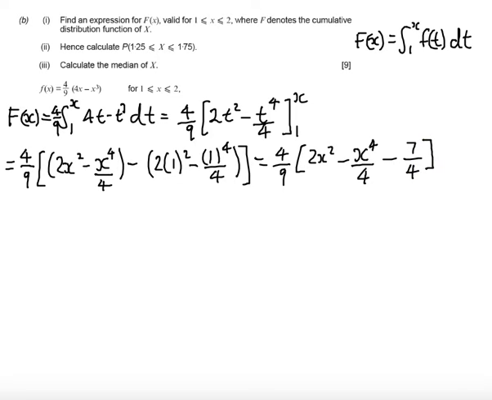And finally, we can just expand that bracket and say F of x is equal to 8/9 x squared minus, let's just cancel that, sorry, I should have cancelled the 4's top and bottom there, so I get 1/9 x to the power of 4, and then again cancelling this 4 with the bottom 4, I get minus 7/9.